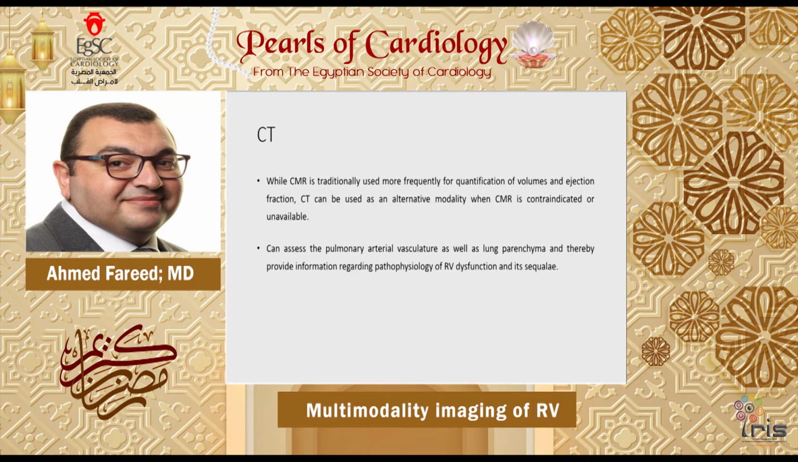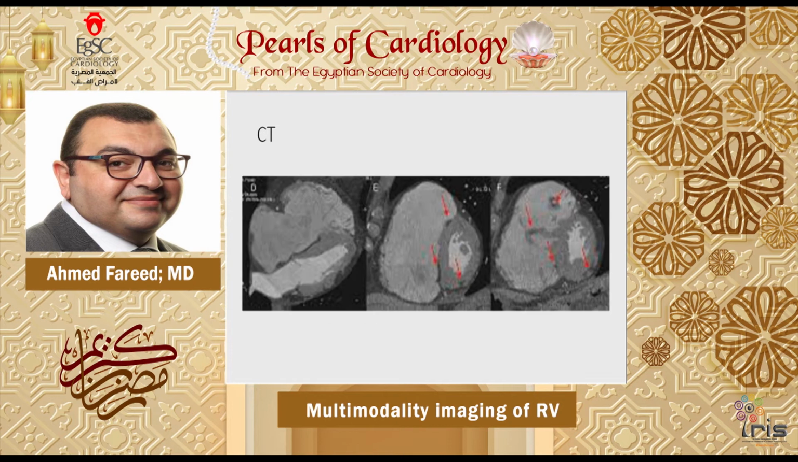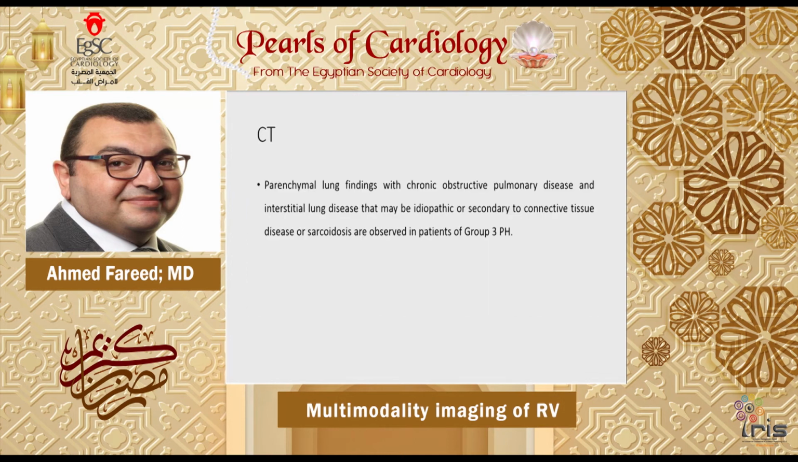There is the advantage of CT also that you can assess the pulmonary arterial vasculature as well as the lung parenchyma, and thereby provide information regarding the pathophysiology of the RV dysfunction and its sequelae. And CT can also provide assessment of tissue properties, including identification of myocardial replacement with fat as seen in arrhythmogenic right ventricular dysplasia. Like this example here, you can see the fat deposition in the right ventricle, and you can clearly see the right ventricle is dilated, and also the right ventricular systolic function is impaired.